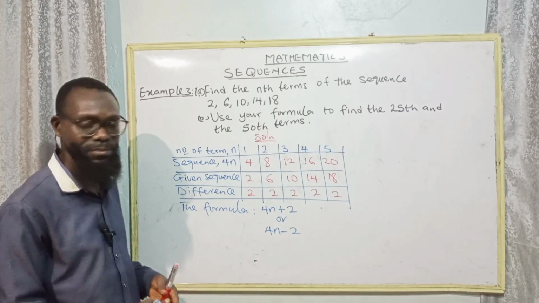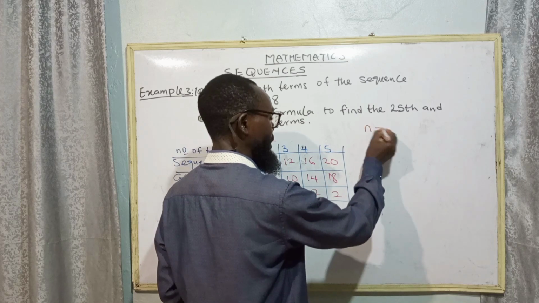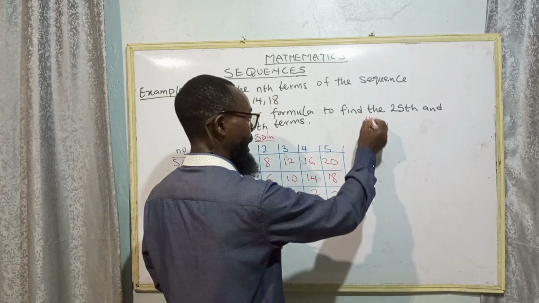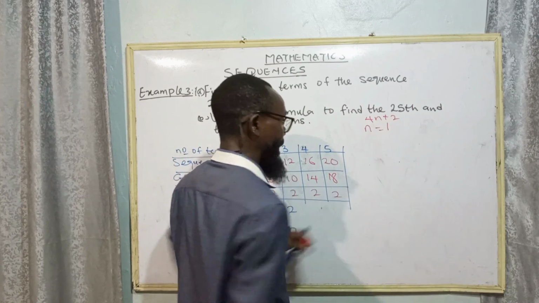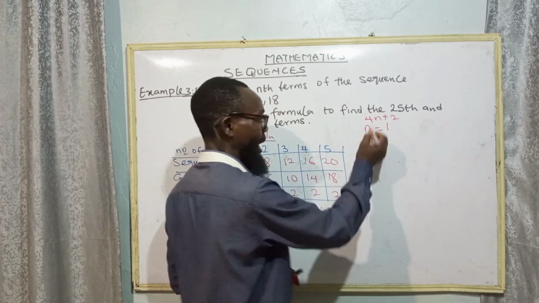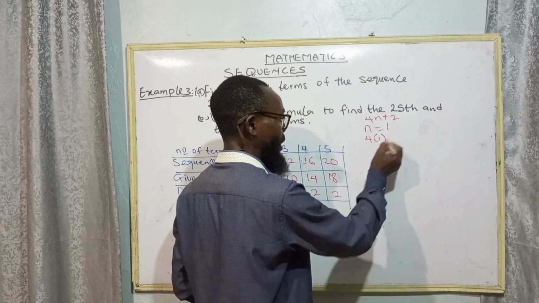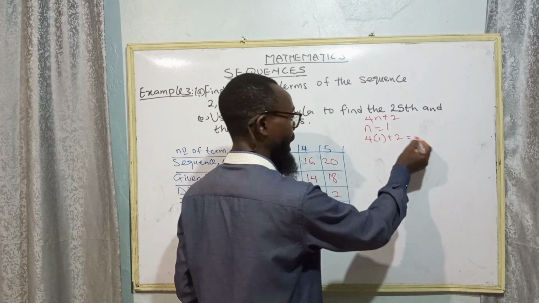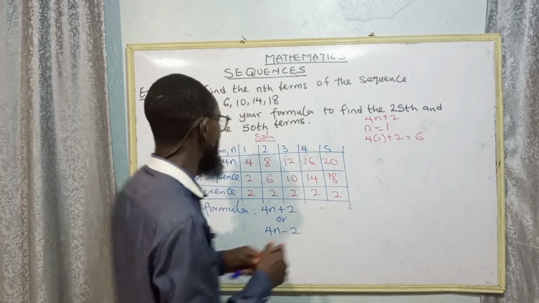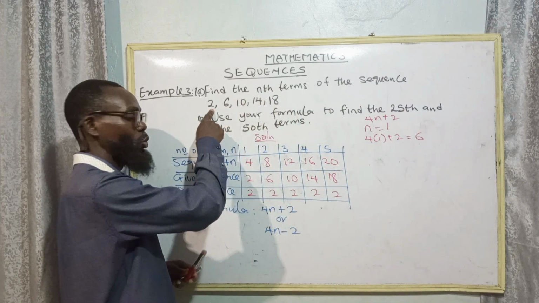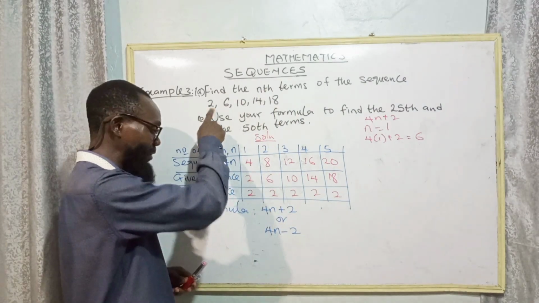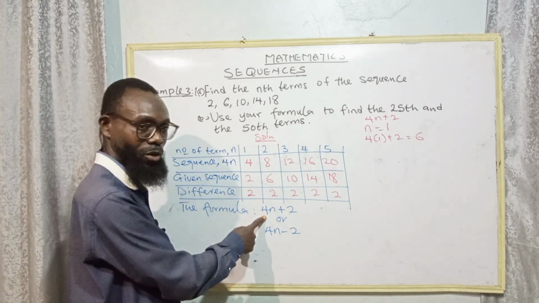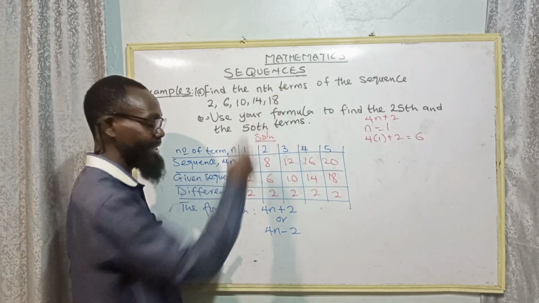Let us test. When n equals 1, I want to test the first one, 4n plus 2. Anywhere I find n, I'm going to put 1. I have 4 multiplied by 1 plus 2. 4 times 1 is 4, 4 plus 2 is 6. Is my first term 6? No, it is 2. Definitely, 4n plus 2 is not my formula. It's not the nth term.